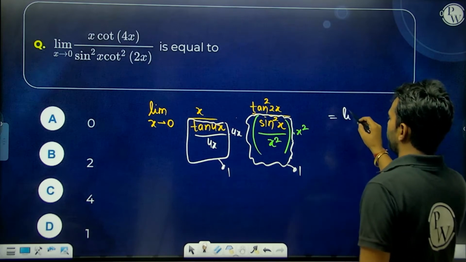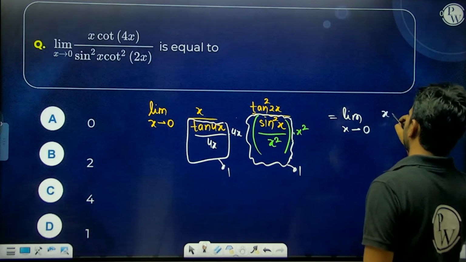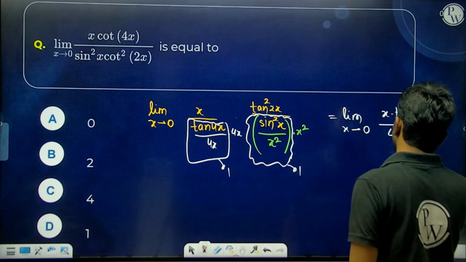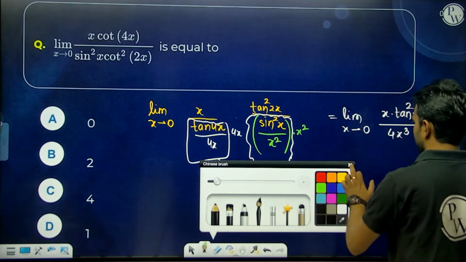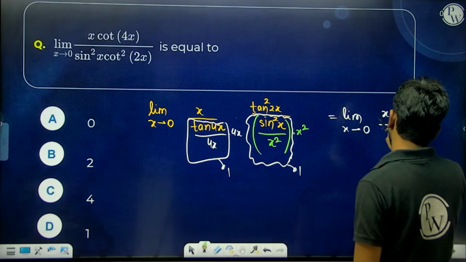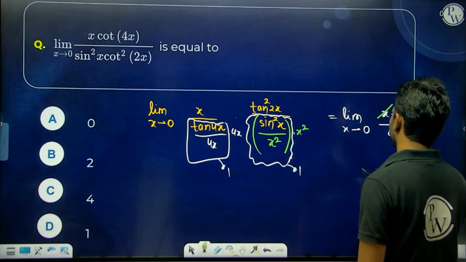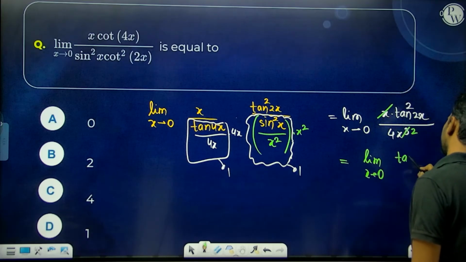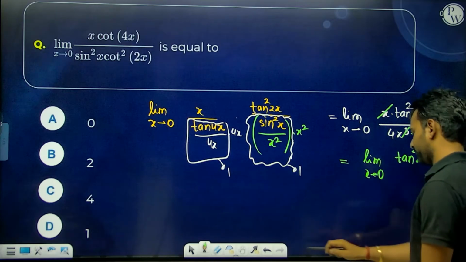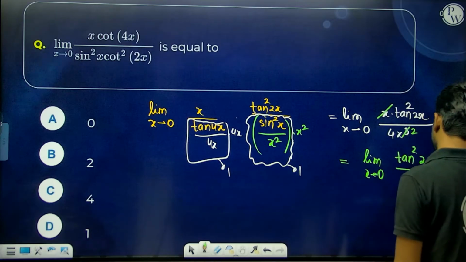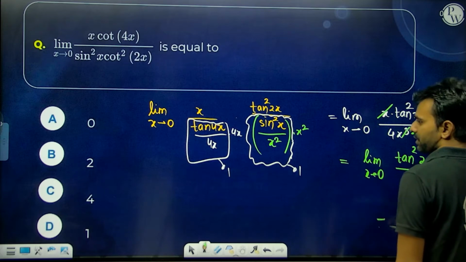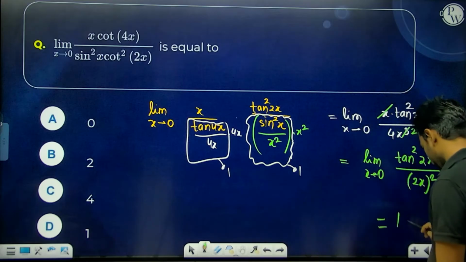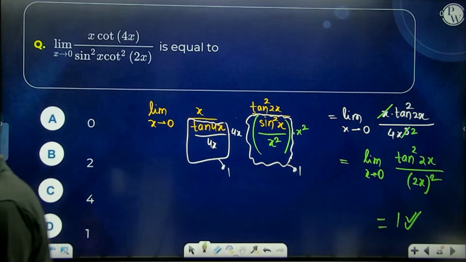So this particular thing is going to become something like this: limit x tending to 0, x into tan square 2x divided by 4x cube. So this is going to be what? x and x cancelled away, so over here 2 will come. And now we can write down this very same thing like this as well. Then the answer is going to be nothing but equal to 1 only. Yes or no? Yes, that's it. I hope you guys are clear with this.